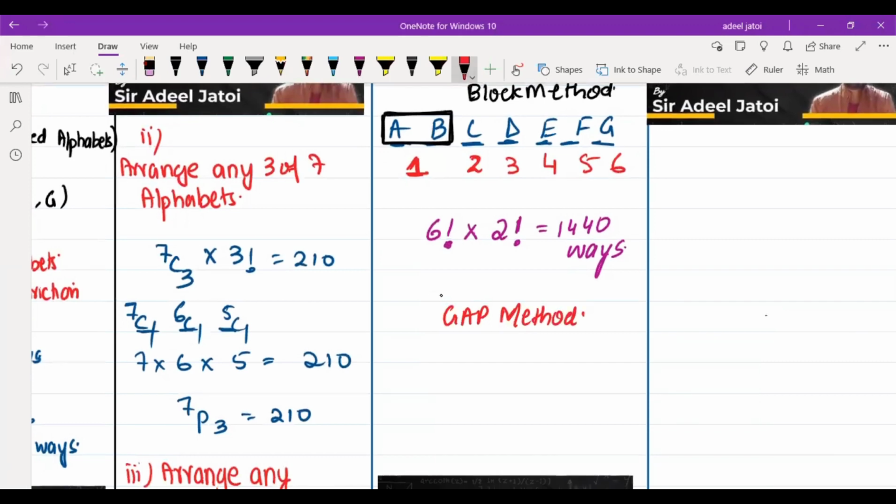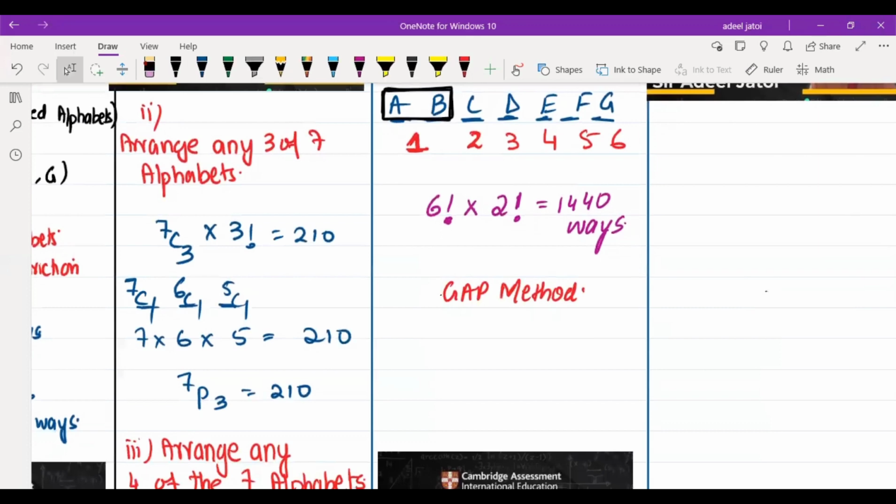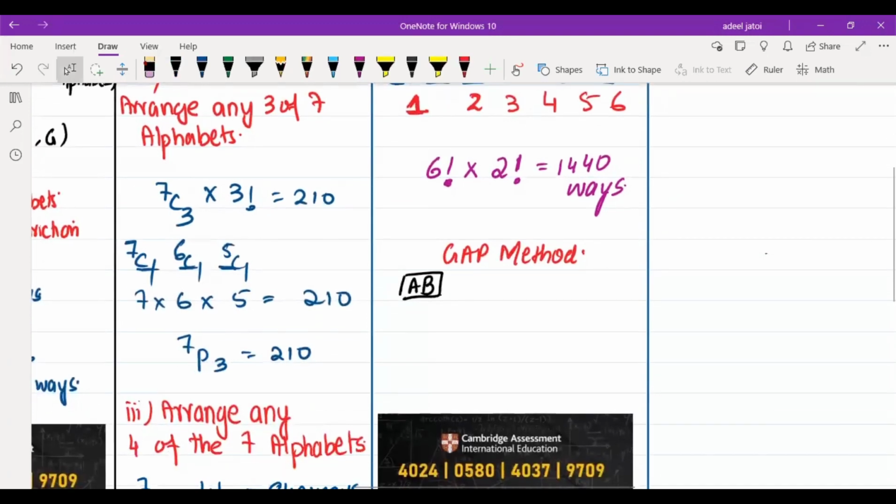In the same question, the gap method can be used as well. Now, what does the gap method represent? Since A and B are in the block, let's just keep A and B aside. What are the other alphabets? We have C, D, E, F, and G.